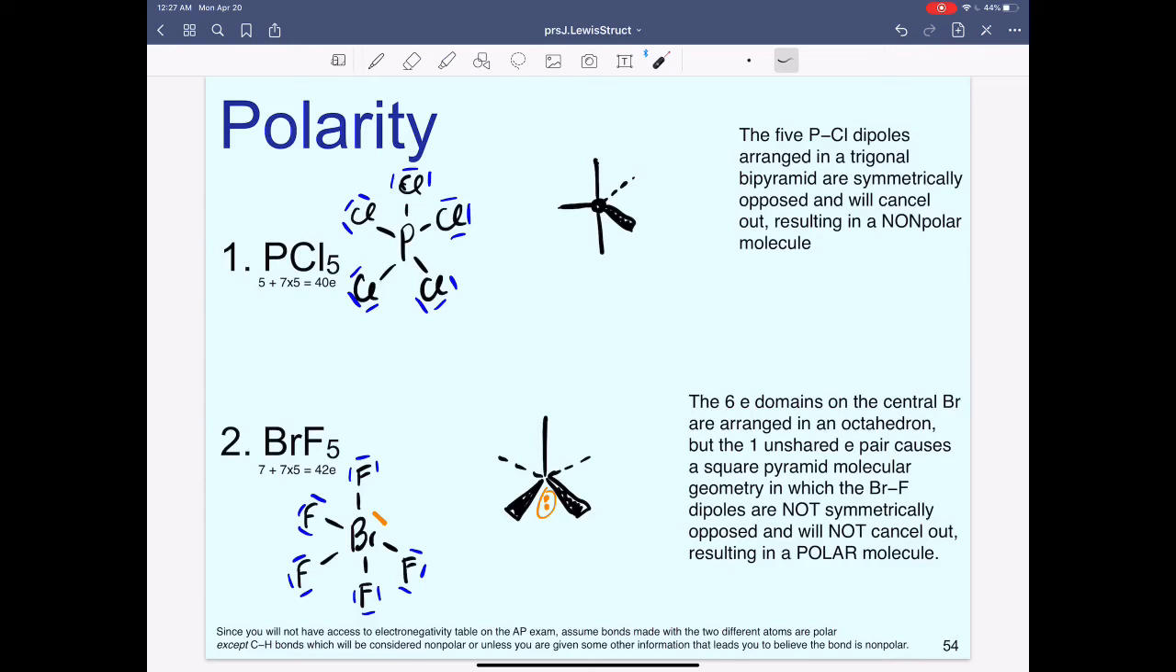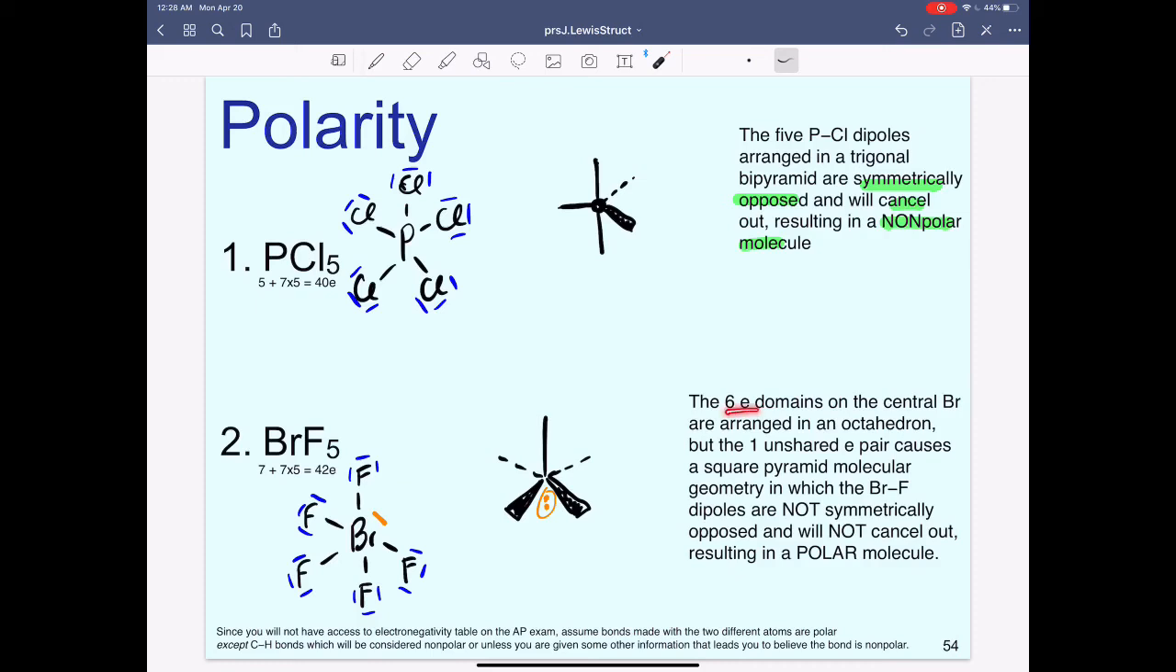PCl5 has 5 polar bonds arranged in a trigonal bipyramid. Those will all be symmetrically opposed and will cancel out, resulting in a nonpolar molecule.